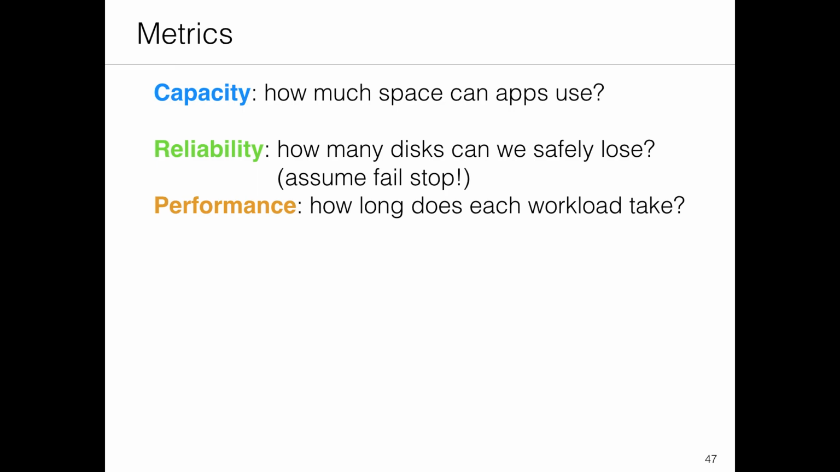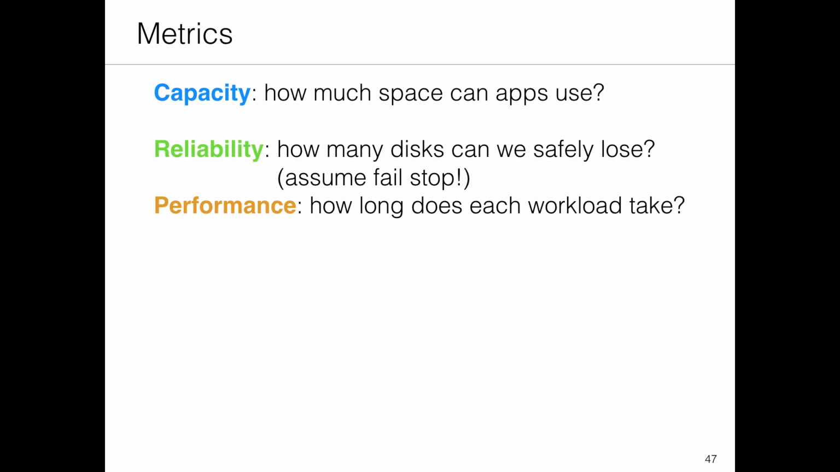Performance: how long does each workload take? If we're adding more disks, will the performance increase or will it remain the same? Why will it increase? Because if there are multiple parallel threads trying to access the same data, there might be a bottleneck. Now, since there are multiple disks, if earlier you had a single disk, now you can send data to each of them in parallel. That is why in general the performance can increase. But is the performance increase proportional to the number of disks or not?